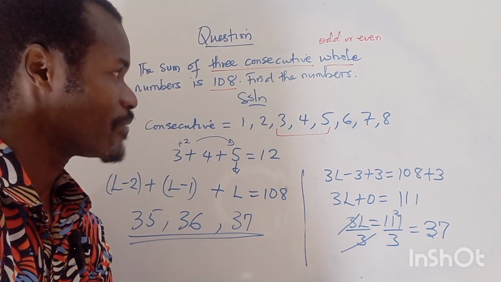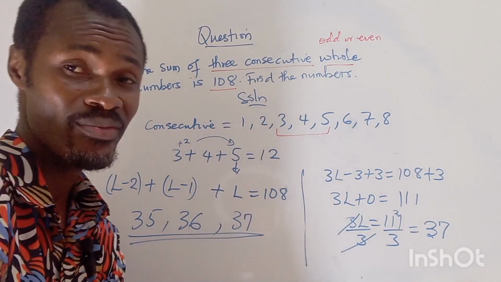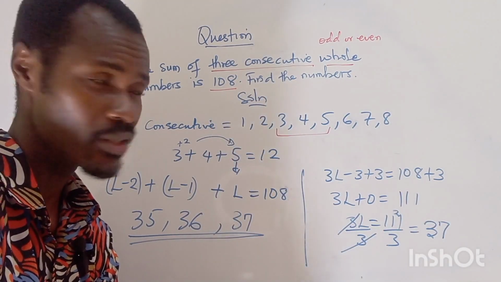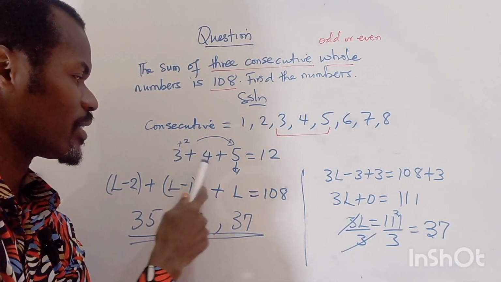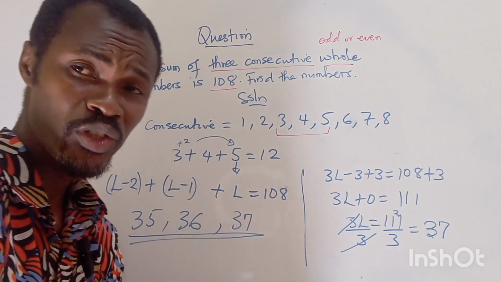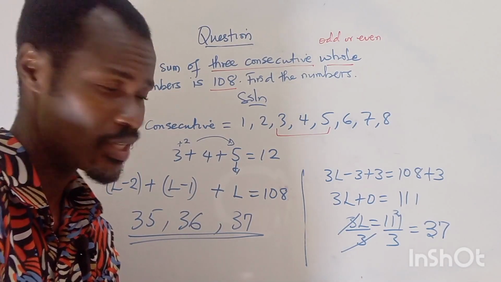Now, whenever you have a problem on consecutive numbers, you can develop your equation using a simple example, and you can use any of the positions of the numbers to be able to develop it.